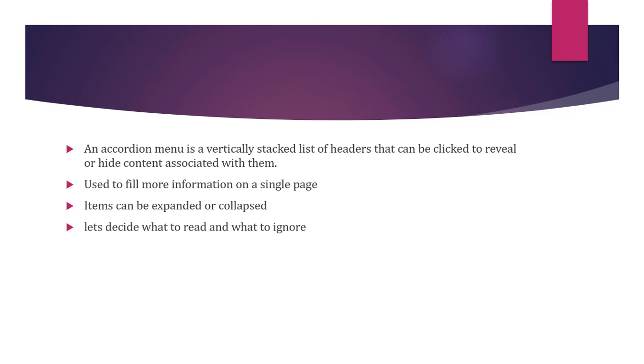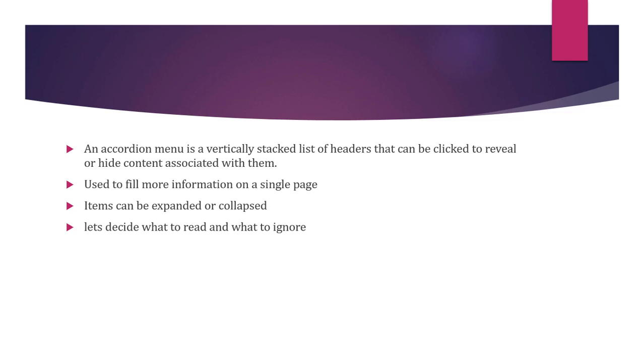We have already seen this concept, that whenever the page is loaded for the first time, the content will be hidden, and whenever the person clicks on the plus button or the accordion, the contents of that accordion will be revealed. The second point, used to fit more information on a single page. Accordion is basically used to fit more data on a single page. So this is my favorite accordion module that I most probably use on most of my sites.